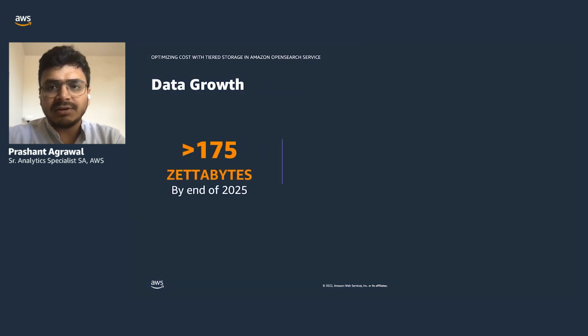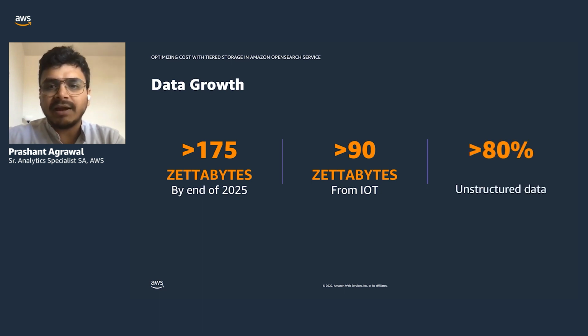Talking about the data, here are some numbers: worldwide data is expected to hit around 175 gigabytes by the end of 2025. And out of those 175 gigabytes, 90 gigabytes, that is around 50% of data, is expected to be generated only from IoT devices. Out of all that IoT data, 80% of the data set is unstructured, where 71% of enterprises reported that unstructured data is growing way faster than business data.